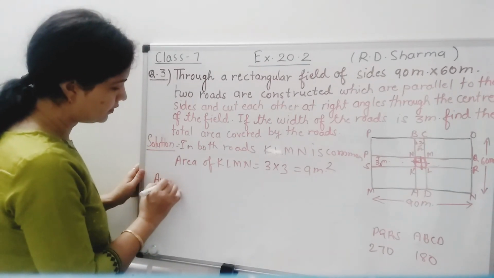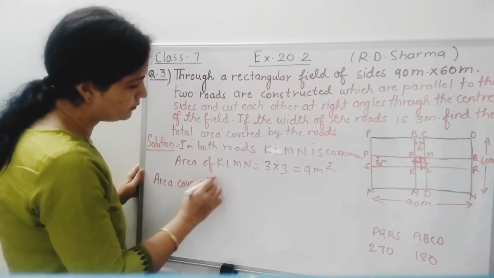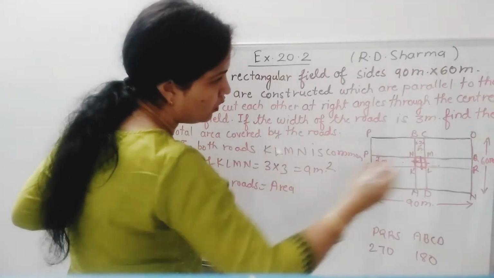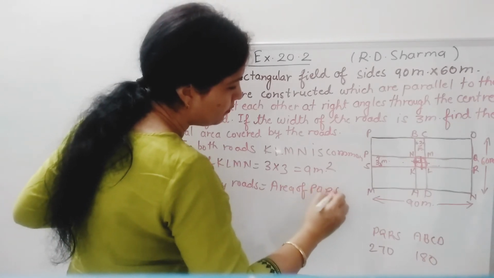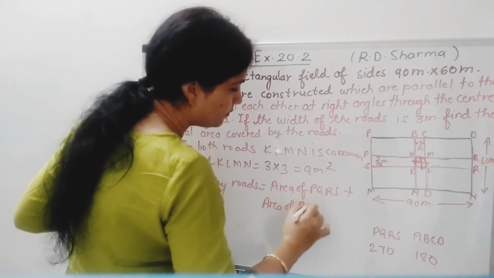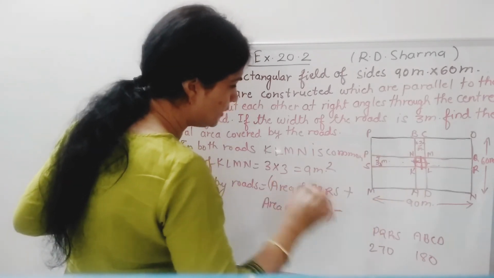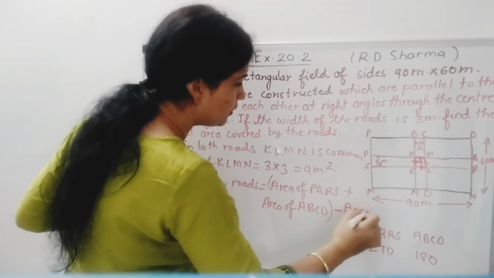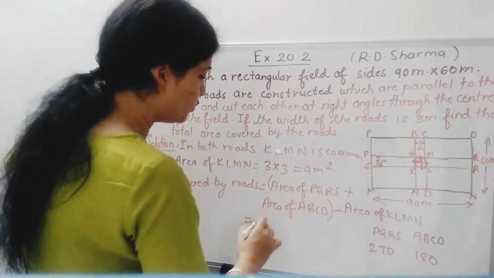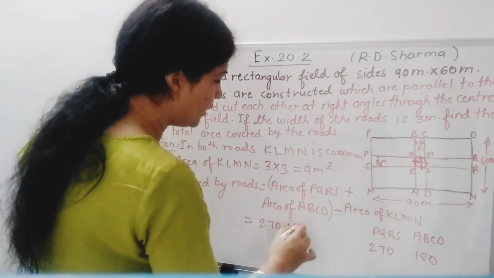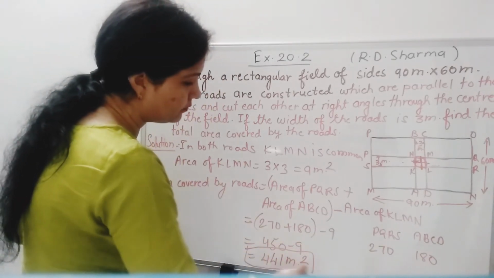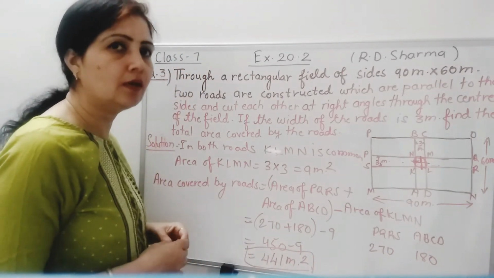Now the area covered by roads will be the area of PQRS plus the area of ABCD, both added, minus the area of KLMN, which is common in both of the roads. So the area of PQRS is 270, the area of ABCD is 180, minus 9, which gives 441 meter square. So this will be your answer. I hope this is clear, guys. Now we will see the next question.